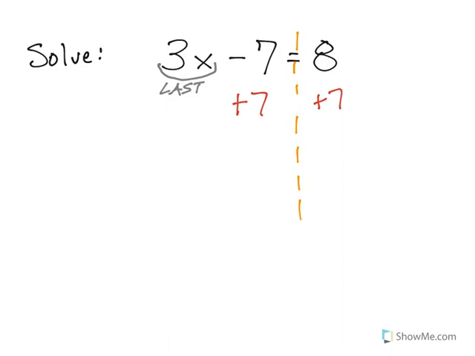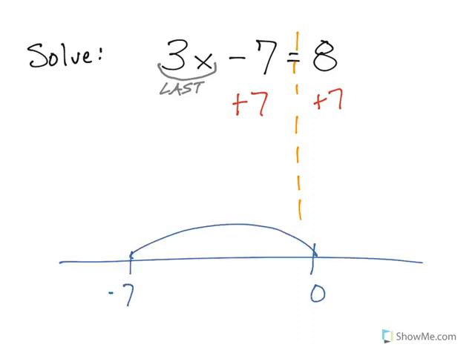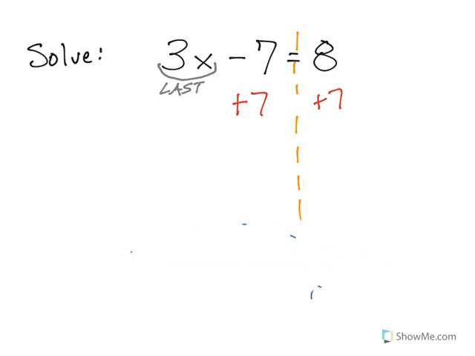The reason we add 7 is because if I have negative 7 and then I add 7, think about a number line. If I'm at negative 7 and I add 7, I get to 0, right? And that's what we want. We want that to go away to leave our variable piece there. So the 7s cancel out. I still have 3x left over. And then on the right side, 8 plus 7 is 15.